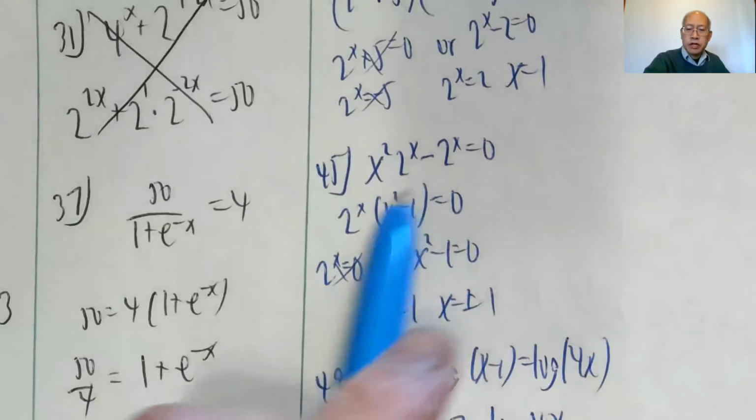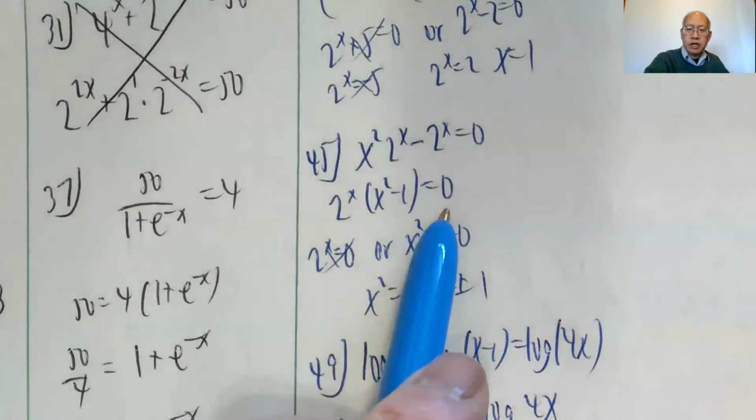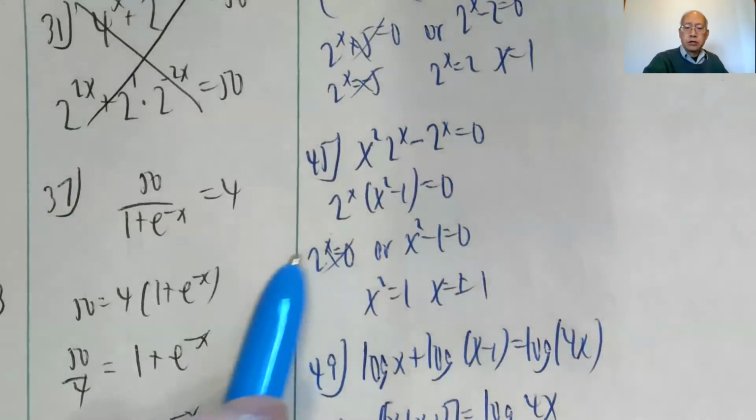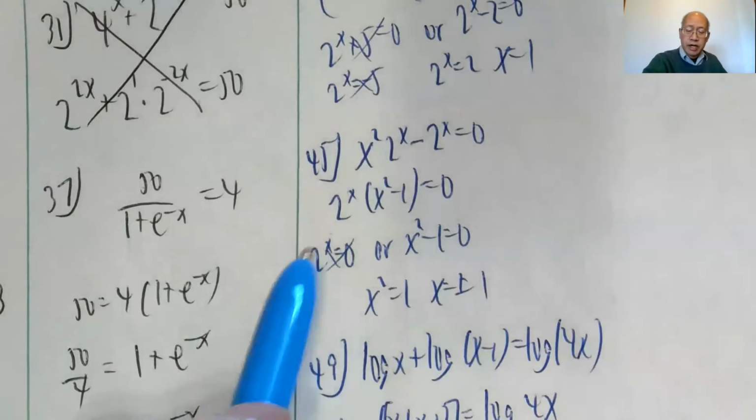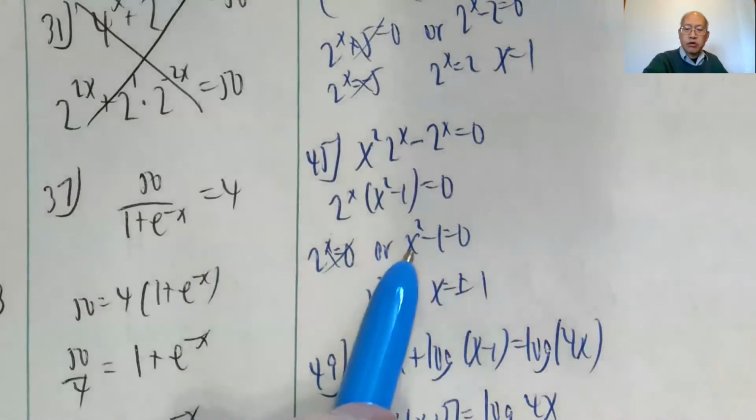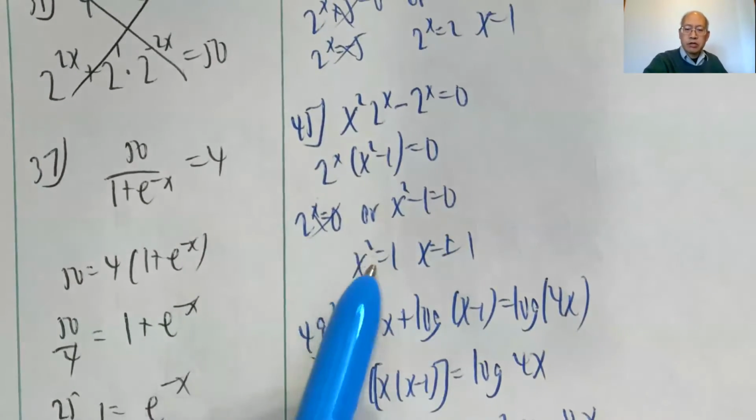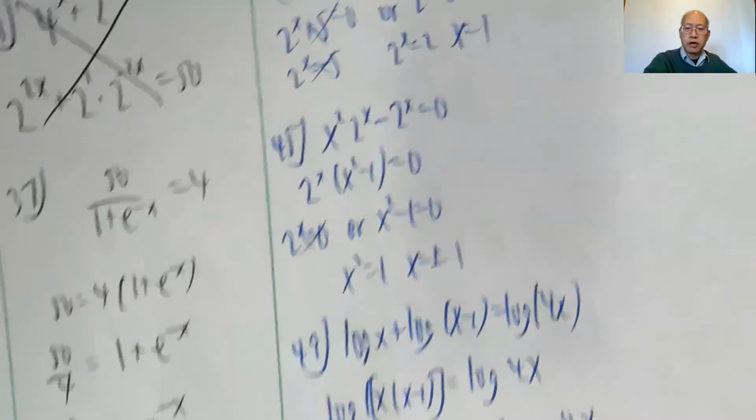45, factor out 2 to the x. Squared minus 1 equals 0. So 2 to the x equals 0, that's impossible. Again, 2 to the x is always positive. X squared minus 1 equals 0 means x squared is 1 or x is plus or minus 1.